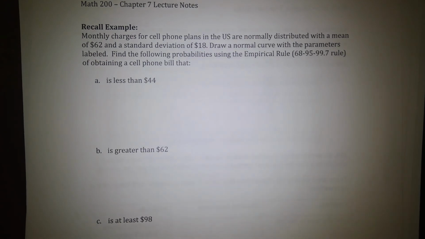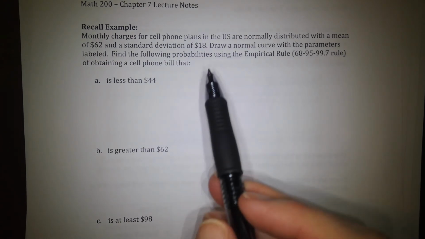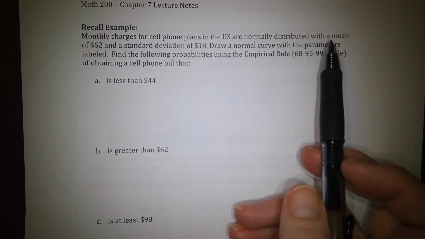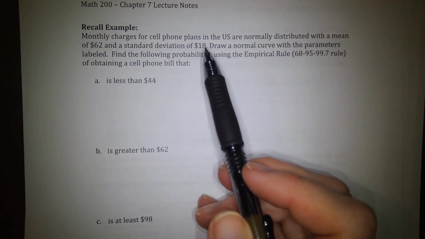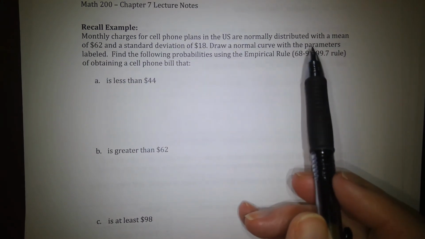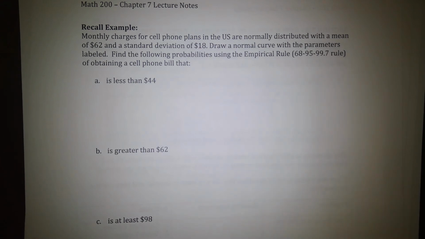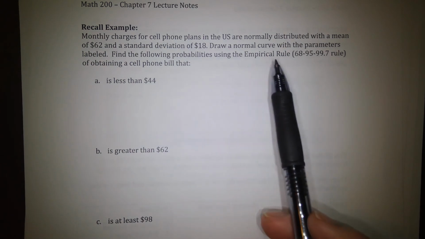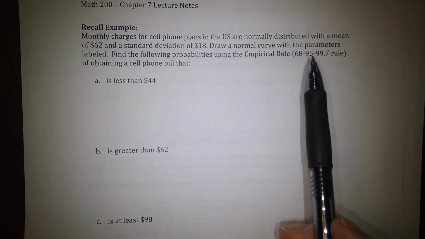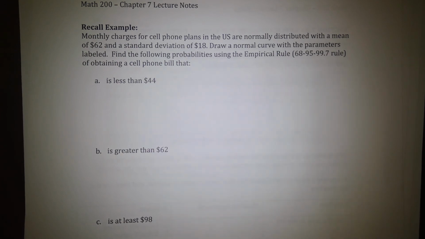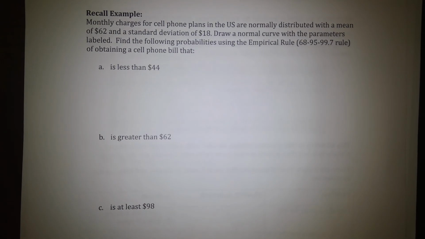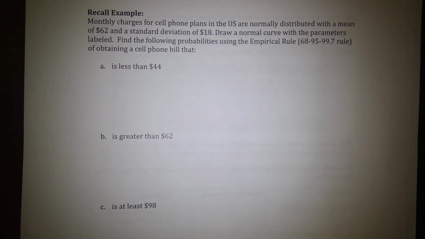Let's recall an example that we looked at earlier, and it says that monthly charges for cell phone plans in the U.S. are normally distributed with a mean of $62 and a standard deviation of 18. Draw a normal curve with the parameters labeled. Then find the probabilities using the empirical rule, the 68, 95, 99.7 rule, of obtaining a cell phone bill that is less than $44. Okay, so the first thing we need to do is we need to draw the curve.